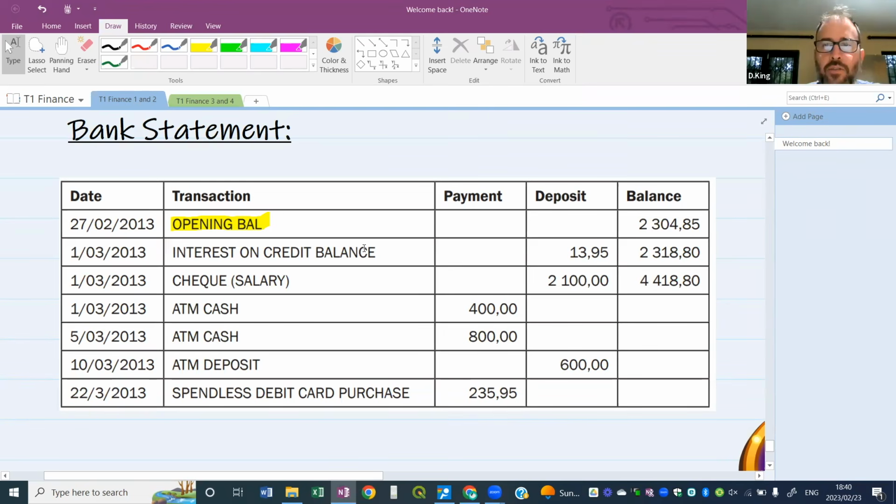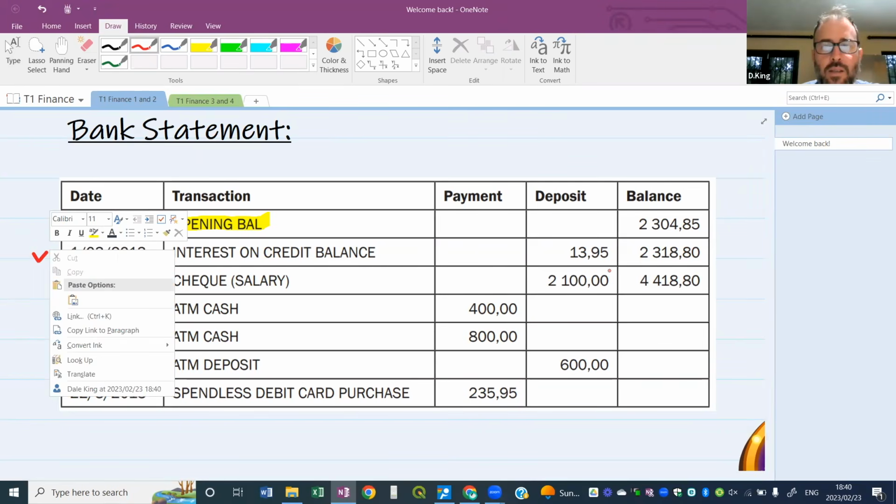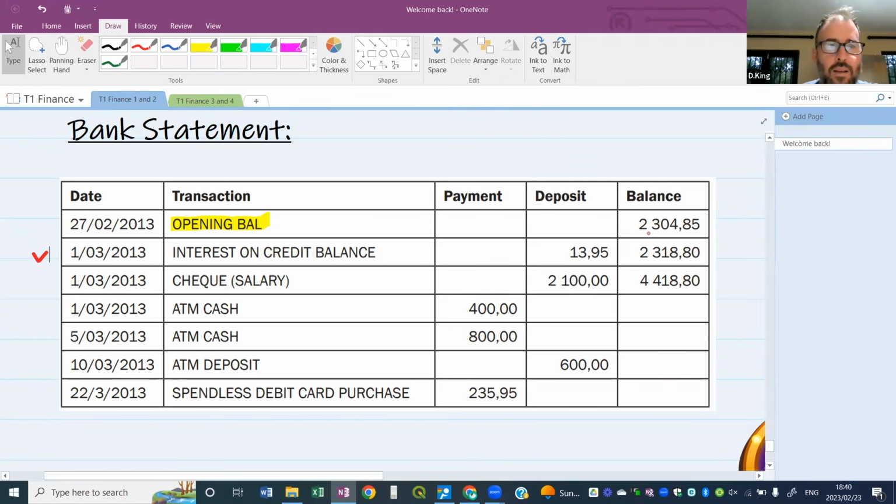Okay, the first transaction happens here on the 1st of March. There's our first transaction over there, and it says interest on credit balance. Okay, now what does that mean? Interest on credit balance means that the balance you had at the end of last month, beginning of this month, 2,385, the bank will give you some interest based on that.